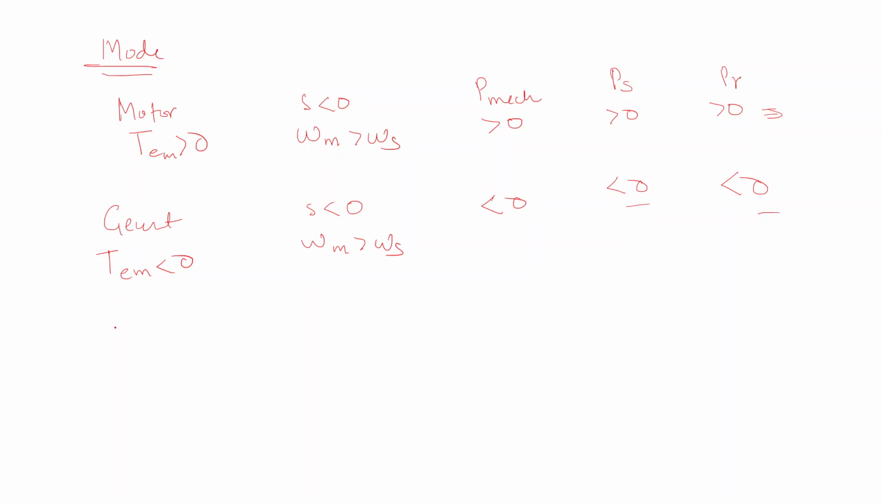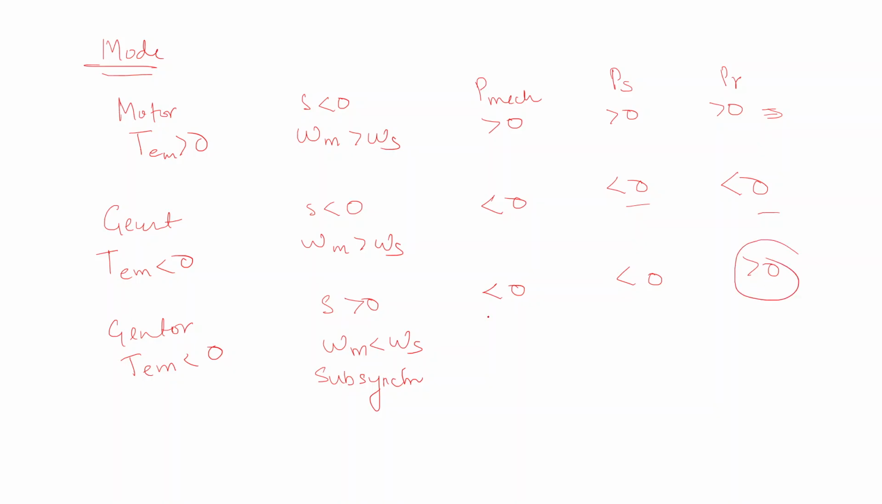Now, another mode is the generator mode, where TEM is less than 0. But here, what happens here is this: S is greater than 0. So omega m is less than omega s. This is known as sub synchronous speed. At this point, the mechanical power is less than 0, which means the machine will receive the mechanical power, and PS is less than 0, which means the machine will deliver the power via stator, and PR is greater than 0, which means machine will receive the power via rotor.